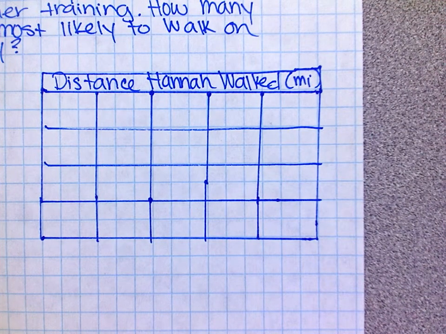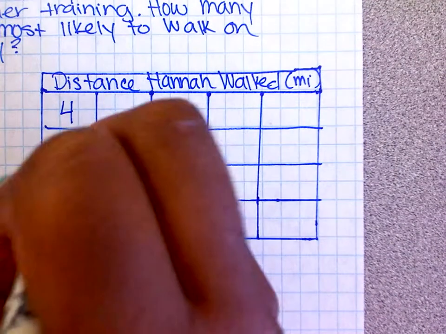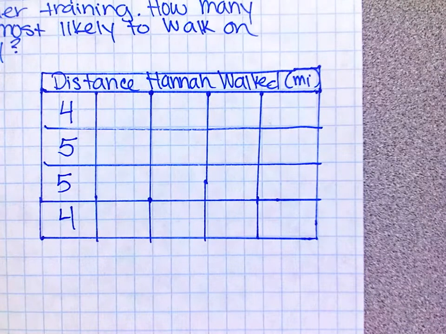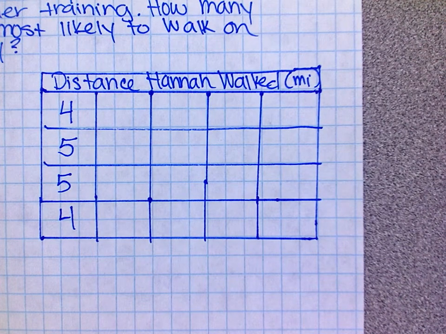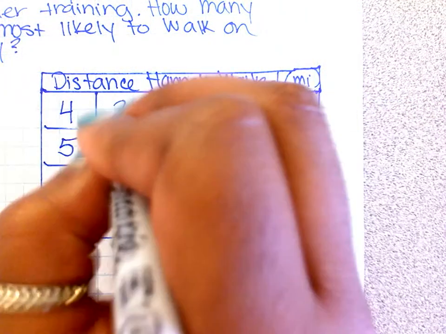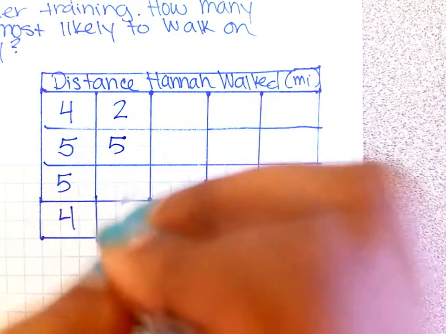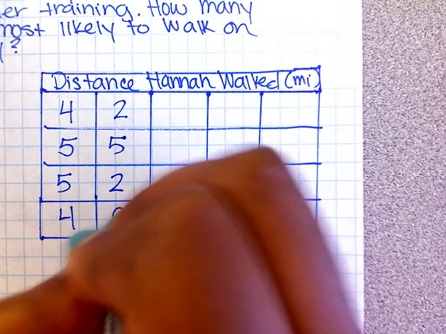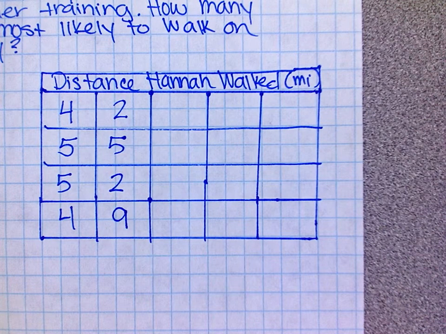Awesome. All right. In the first box, I want you to write the number 4. Below that, I want you to write 5. 5 again. And 4 again. 4, 5, 5, 4. Next column. 2, 5, 2, and 9. 2, 5, 2, 9.